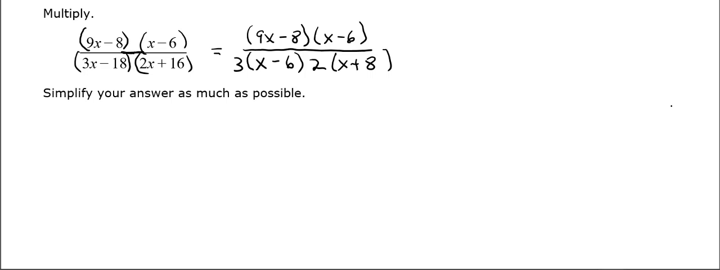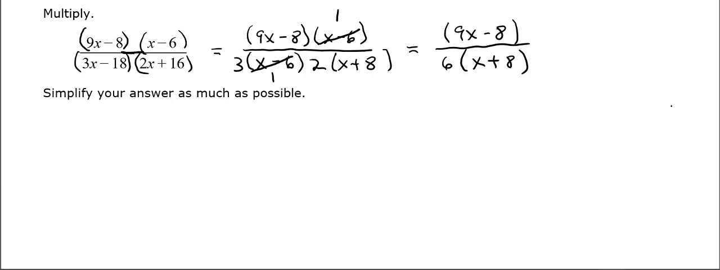Okay, so now we look for common factors. So both numerator and denominator have x minus 6. So again, those reduce to 1. And nothing else reduces. So in my numerator, I'm left with 9x minus 8. And in my denominator, 3 times 1 times 2 is 6. And I still have the quantity x plus 8. So you don't need to distribute. You can leave your answer as 9x minus 8 over 6 times the quantity x plus 8.